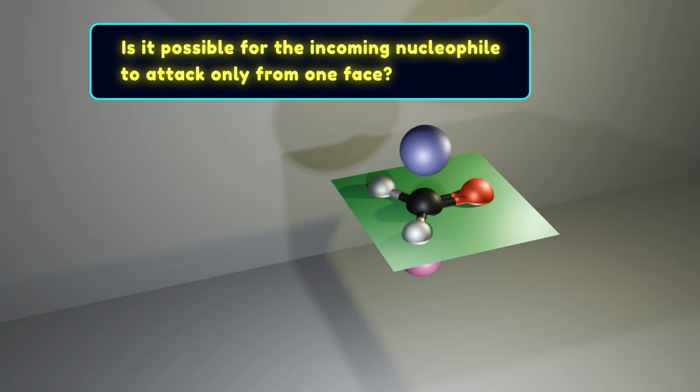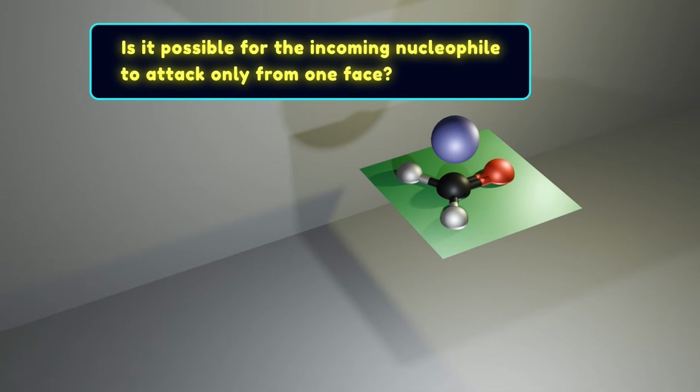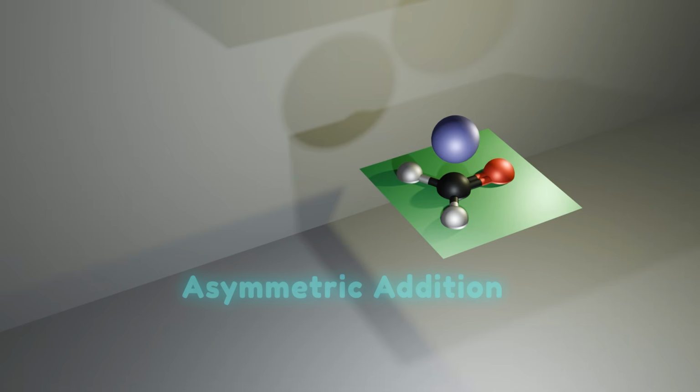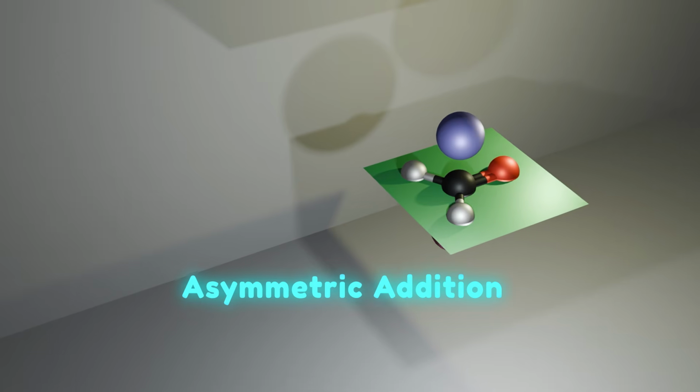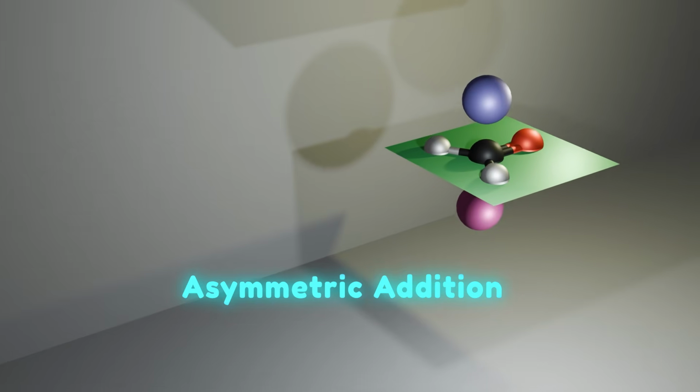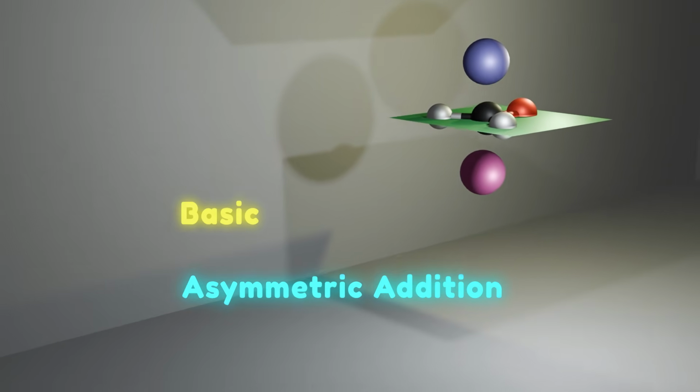Which factors affect the approach of the nucleophile? These questions are related to asymmetric addition to the carbonyl group. In this video, I'm gonna explain the rules that govern the asymmetric addition to the carbonyl group from basic to advanced level.